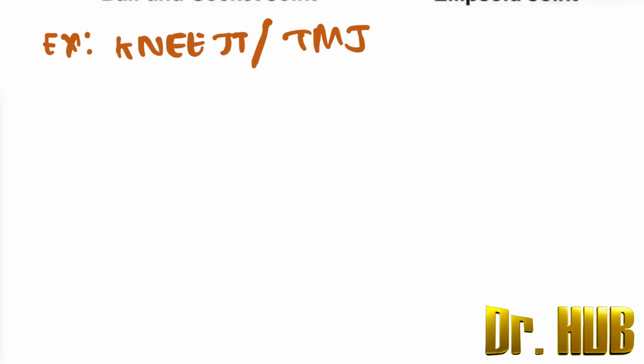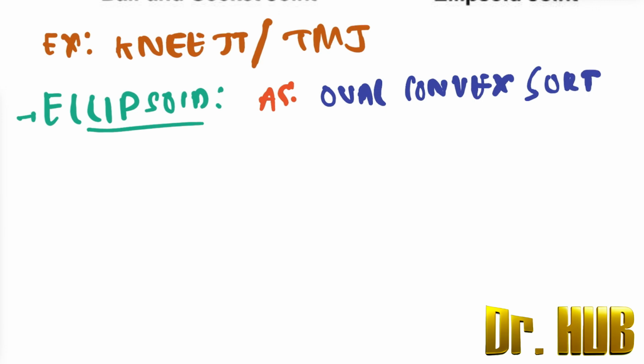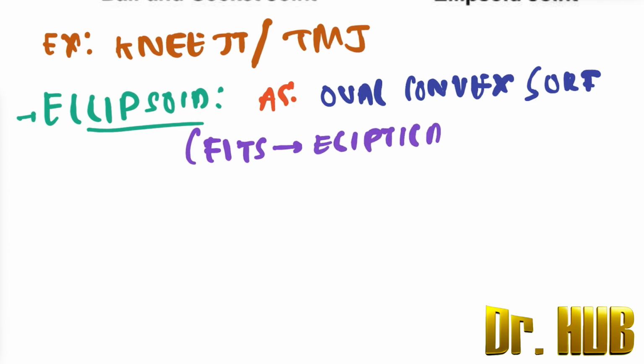Then we move on to the ellipsoid variety. Under the ellipsoid variety, the articulating surface is an oval convex surface, and this fits into an elliptical concavity.